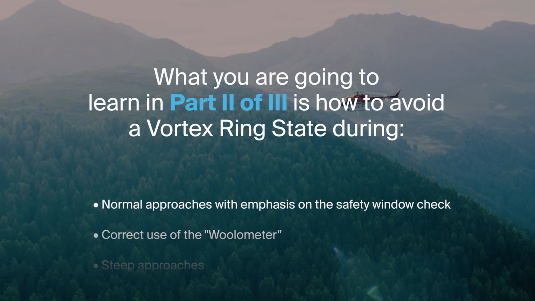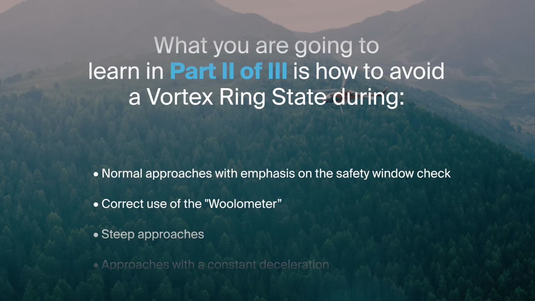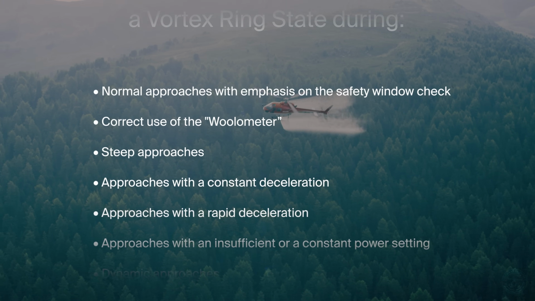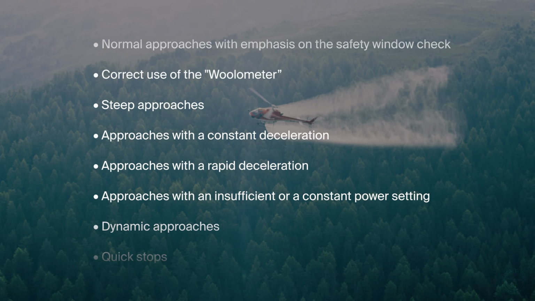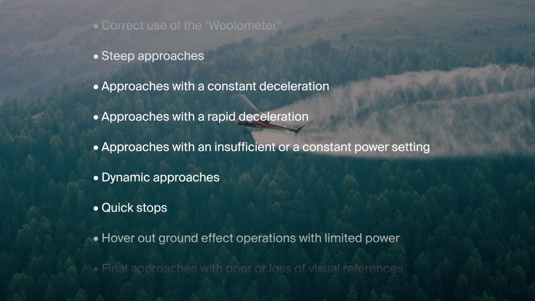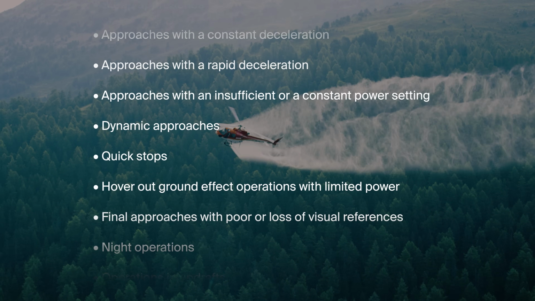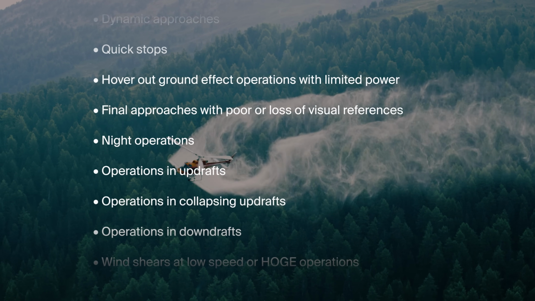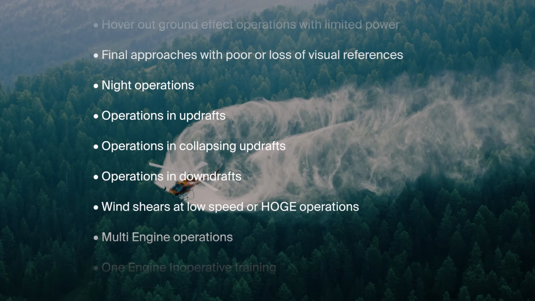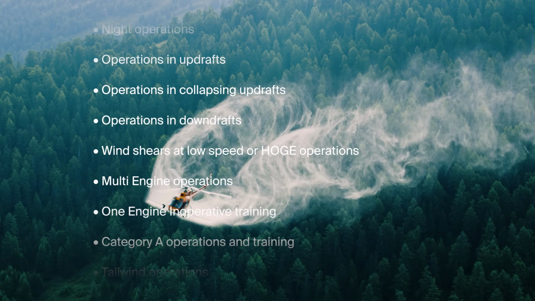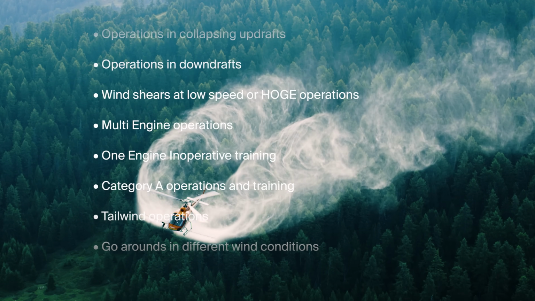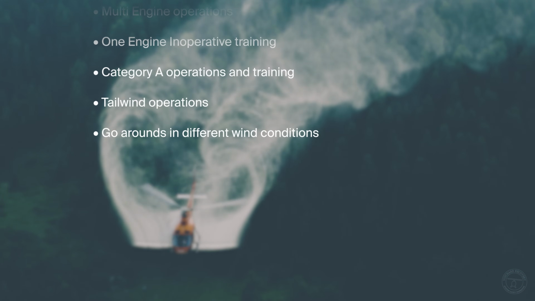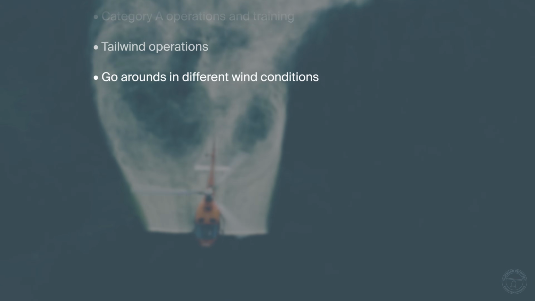normal approaches with emphasis on the safety window check, correct use of the WOOLOMETER, steep approaches, approaches with a constant deceleration, approaches with a rapid deceleration, approaches with an insufficient or a constant power setting, dynamic approaches, quick stops, hover out ground effect, operations with limited power, final approaches with poor or loss of visual references, night operations, operations in updrafts, operations in collapsing updrafts, operations in downdrafts, wind shears at low speed, or HOGE operations, multi-engine operations, one engine inoperative training, Category A operations and training, tailwind operations, go-arounds in different wind conditions.